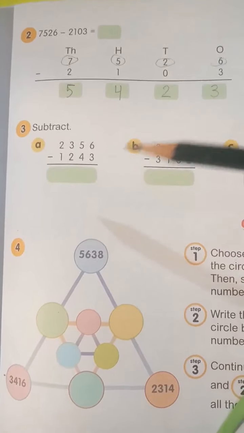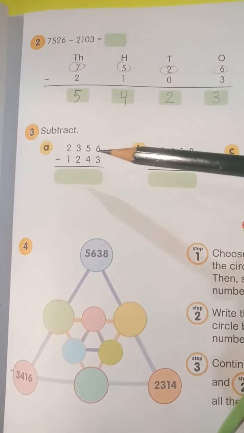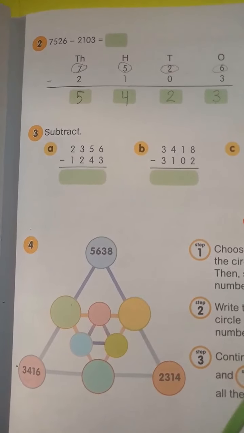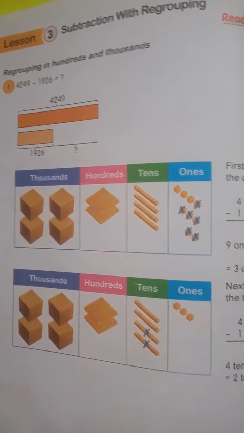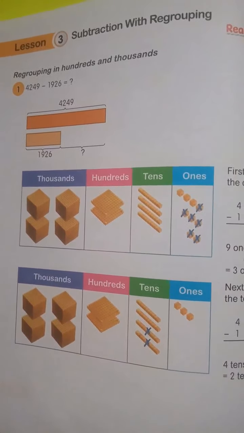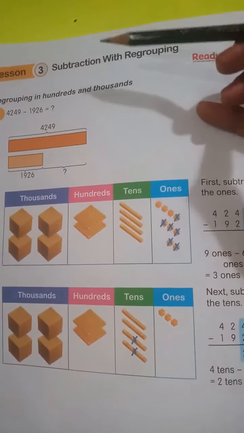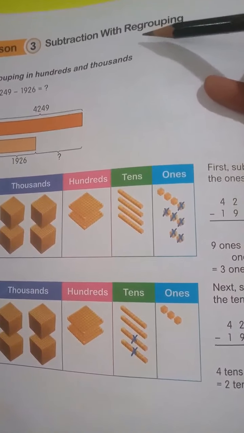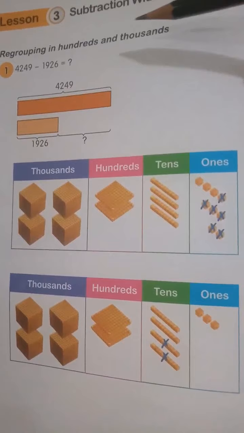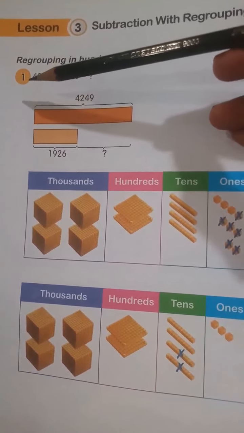For the next, can you try number 3 by yourself? Let's continue the lesson. Open page 43. Subtraction with regrouping. Regrouping in hundreds and thousands. Look at example number 1.